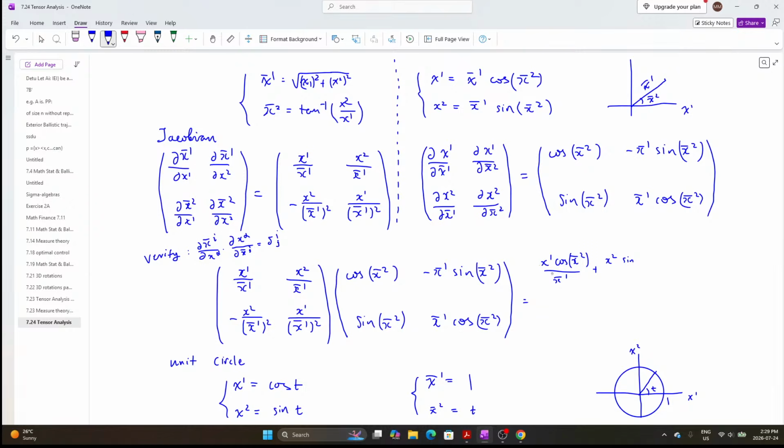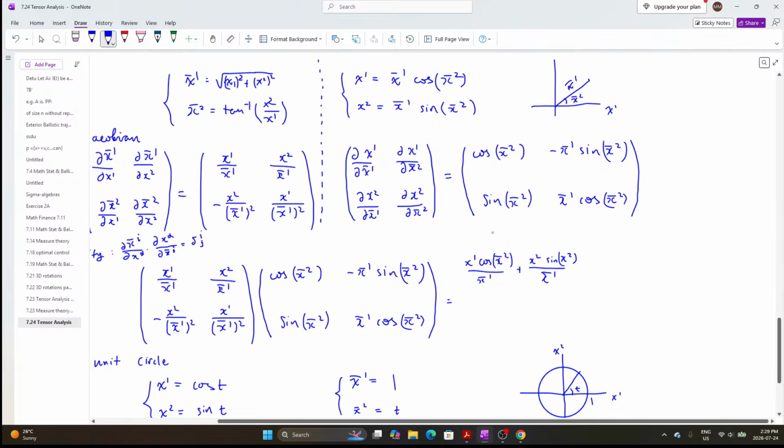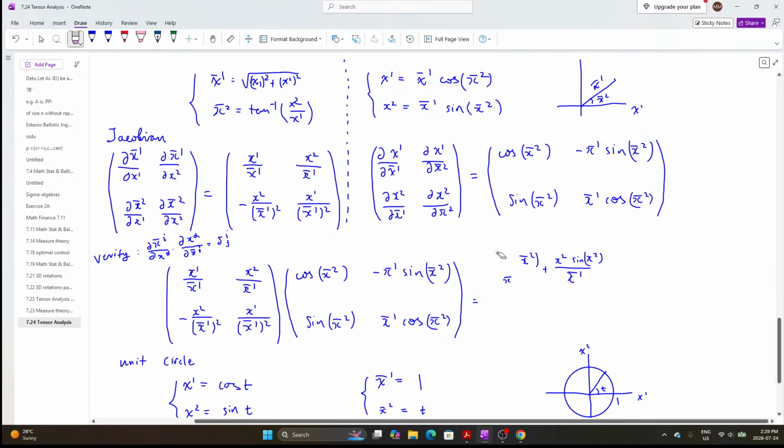Oh yeah, that's right. Because x1 over x bar 1 is cosine. That's what you get, a cosine squared, and a sine squared. You add them up and you get 1. Nothing is wrong. Okay, so this is just 1. So let me just erase that. This is just 1.